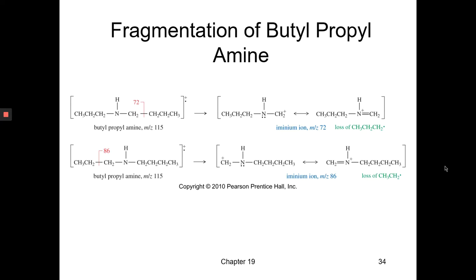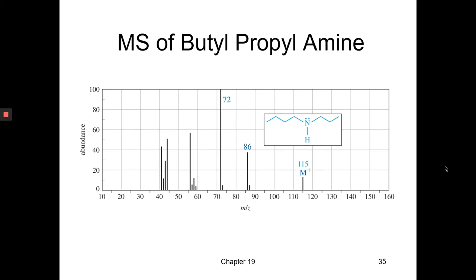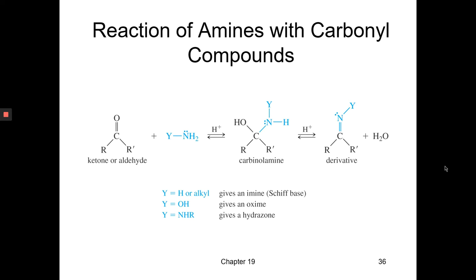So we'll see fragments at 72, for example. We'll see another fragment at 86. So here's butylpropylamine, 72 and 86. Those fragments occur because of alpha cleavage. Okay, I'm going to stop here, and we'll pick up the rest in a separate video.